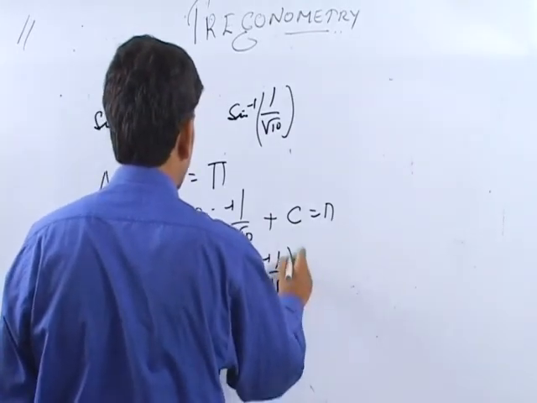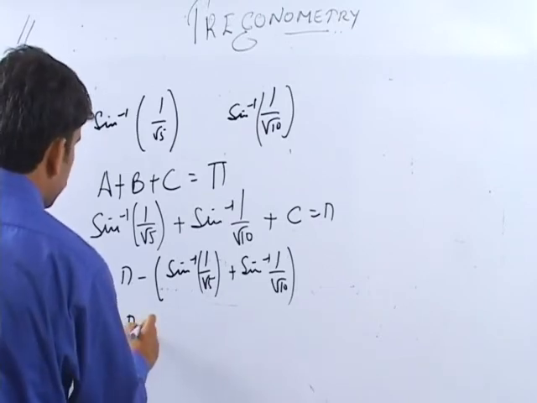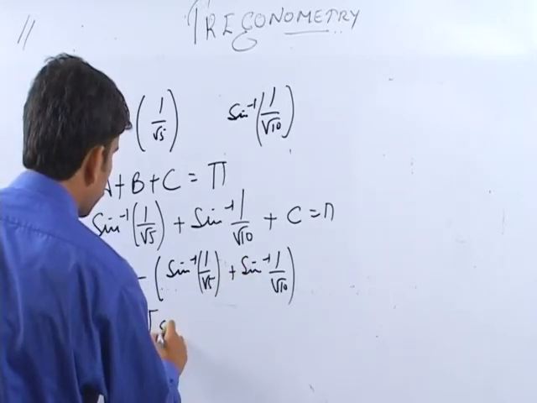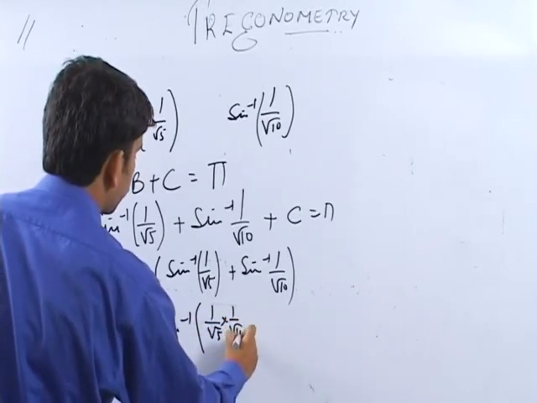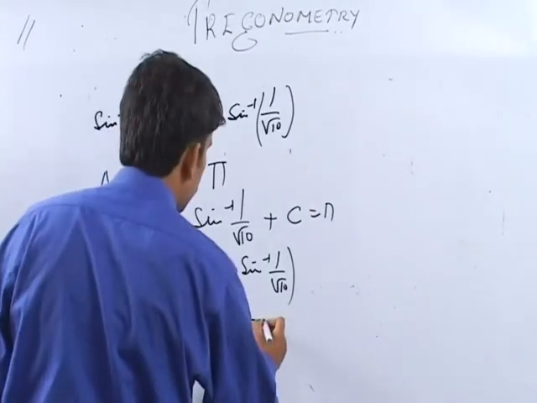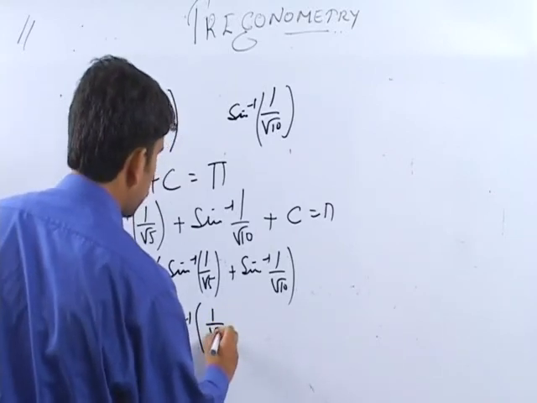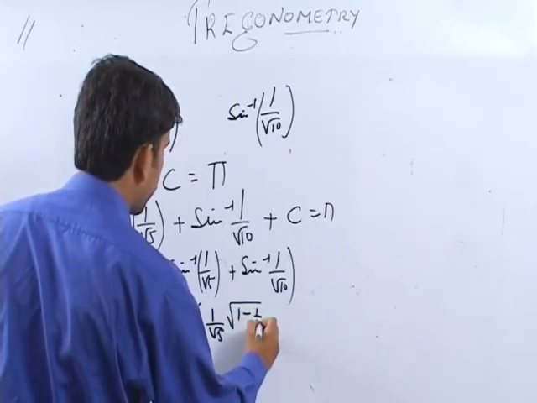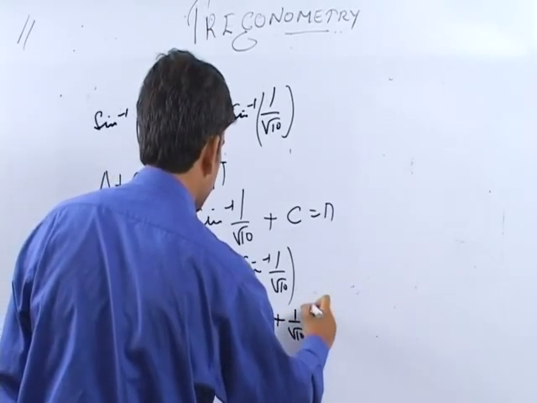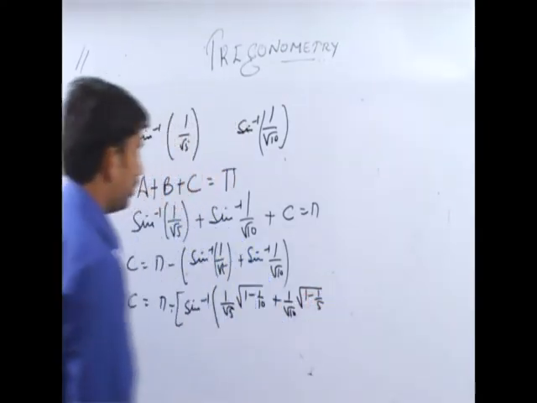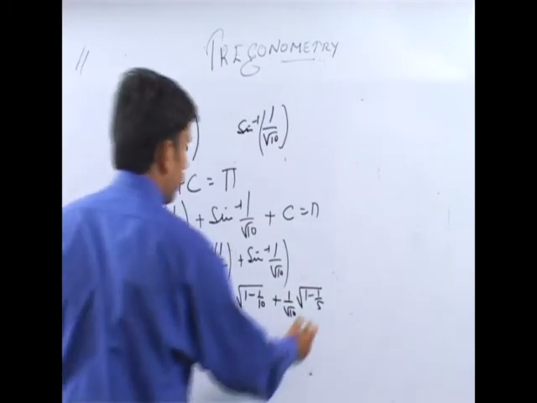So now C is equal to pi minus the sum of sine inverse 1 by root 5 and sine inverse 1 by root 10. Now sine inverse x plus sine inverse y will be equal to sine inverse of x under the root 1 minus y square plus y under the root 1 minus x square. Here that is 1 by root 5 under the root 1 minus 1 by 10, plus 1 by root 10 under the root 1 minus 1 by 5.